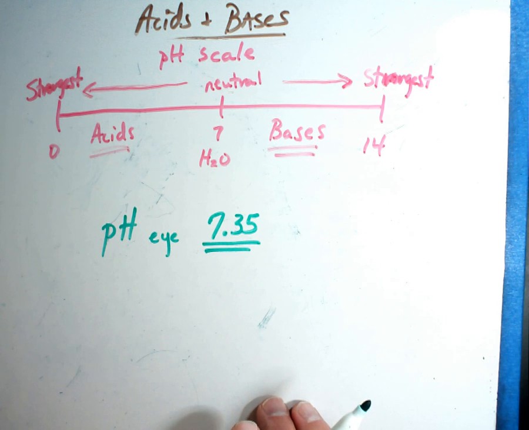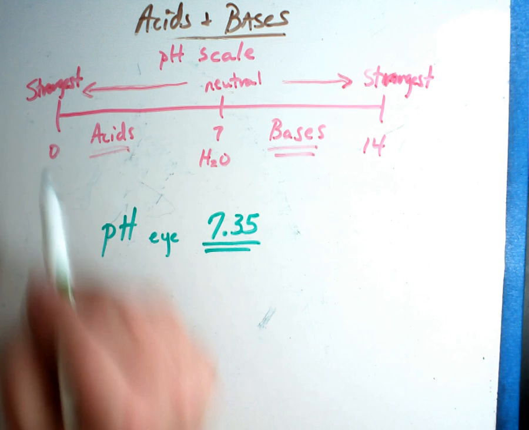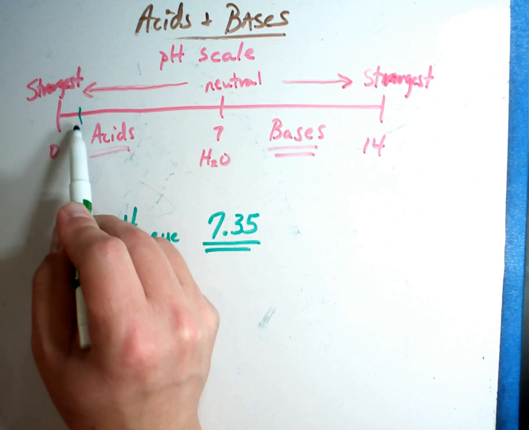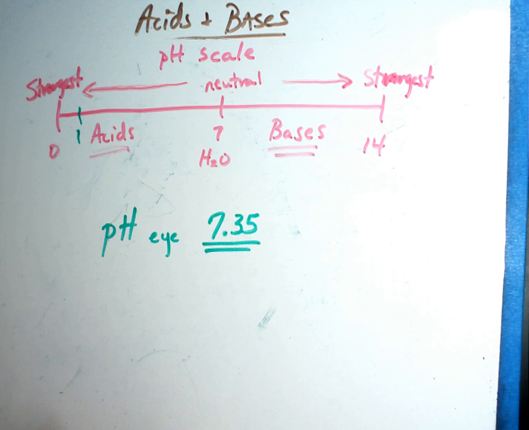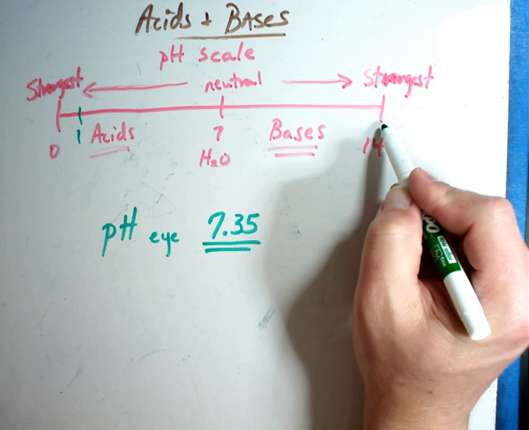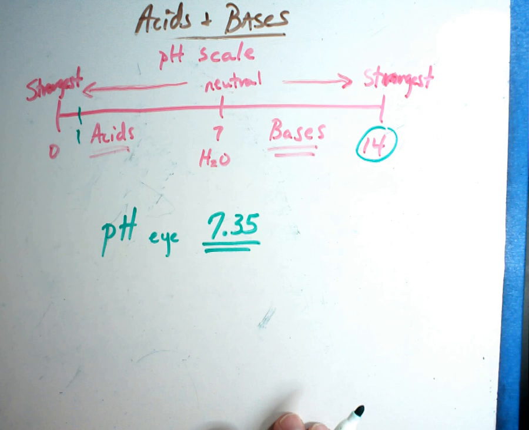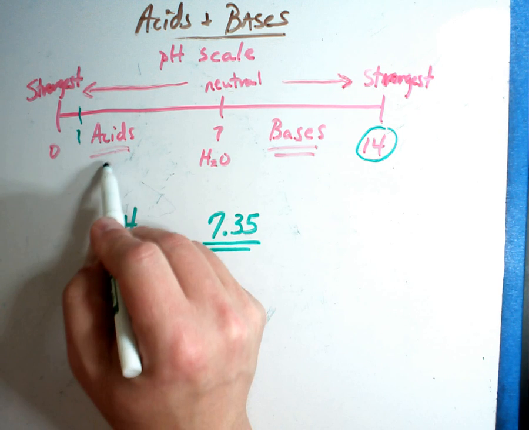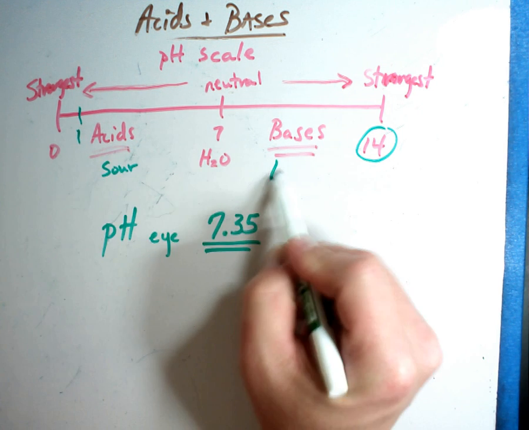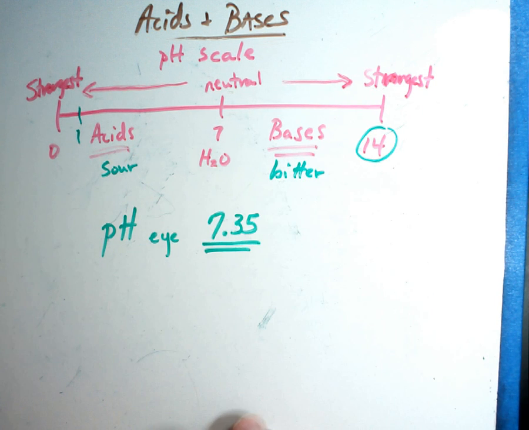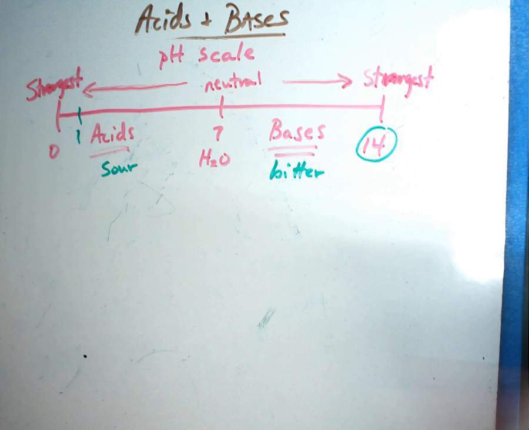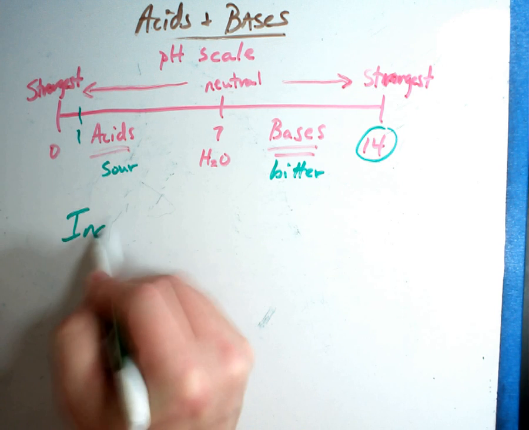The pH of your stomach acid is going to be right in here about a 1. Really, really strong. The pH of Drano is going to be about 14. Those are really, really strong. As a matter of fact, in the last video we talked about acids, just linking it all together. These are the ones that are sour, and these are the ones that are bitter. Sour and bitter.